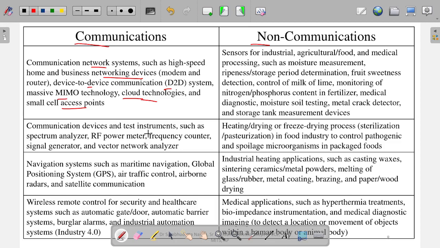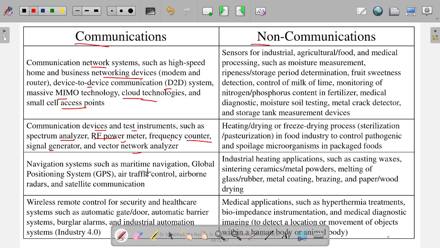Then communication devices and test instruments. Such as what? Such as a spectrum analyzer. A spectrum analyzer is a device which analyzes the received microwave signal. And then the RF power meter. So these are on the communications side, meaning these are the devices used to analyze those things: the spectrum analyzer, RF power meter, frequency counter, which in some cases is also called a frequency meter, signal generator and vector network analyzer. These are applications based on communications.